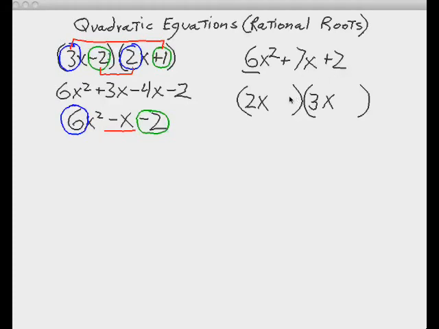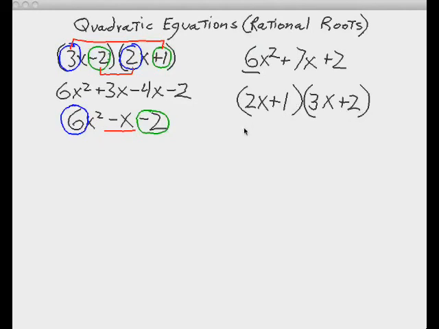And the numbers that go here and here have to be the factors of 2. So we've either got positive 1, positive 2, or negative 1, negative 2. And it's probably not going to be negative because somehow they add up to be positive 7. So I'm just going to put them in here. Positive 1, positive 2. Multiply this out, see what I get.